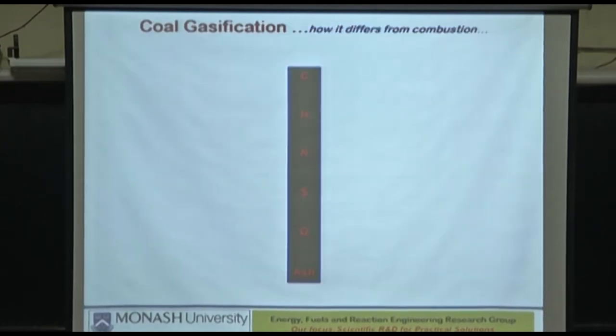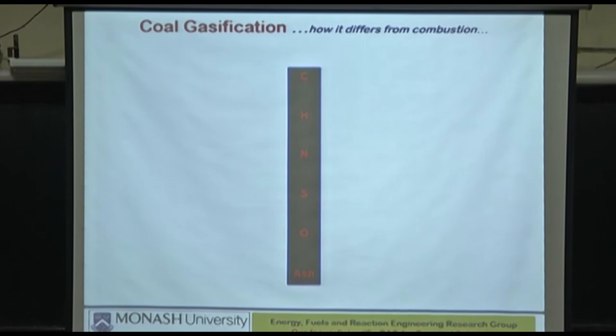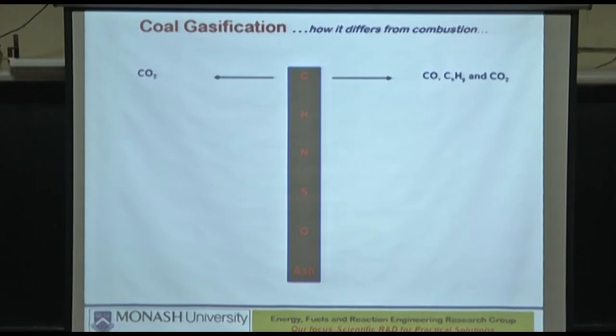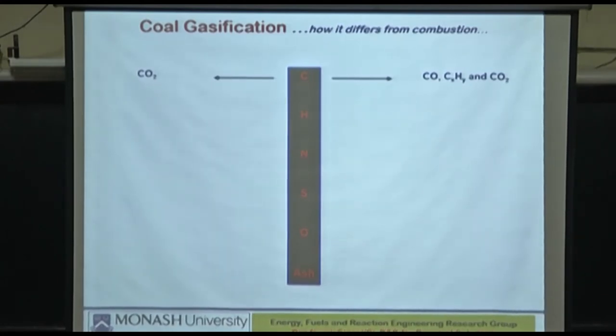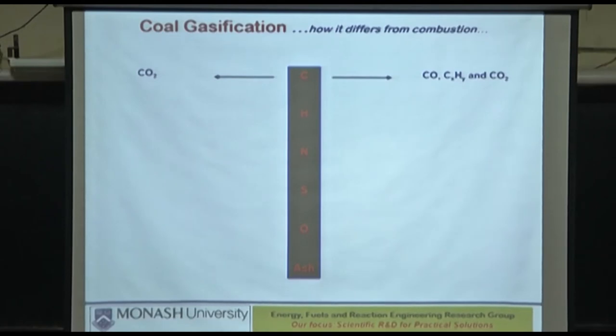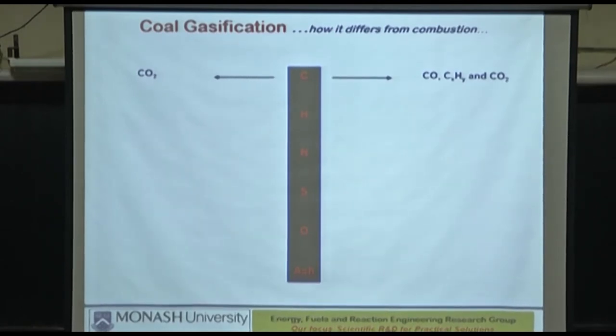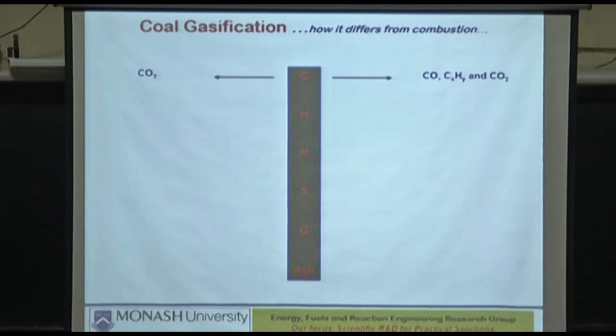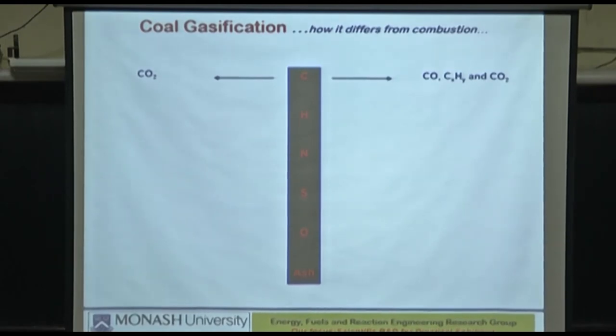So let's take your attention to very broadly how gasification varies from combustion, what happens to the carbon during the combustion versus during gasification. In combustion, carbon predominantly goes to carbon dioxide, a little bit of unburned carbon monoxide, but during gasification, it can go to carbon monoxide, hydrocarbon, and carbon dioxide. And that depends on the ratios of those, particularly CO2, depends on the temperature of the gasification.